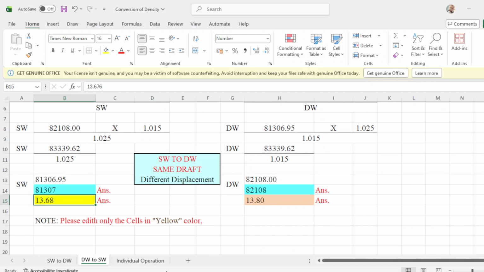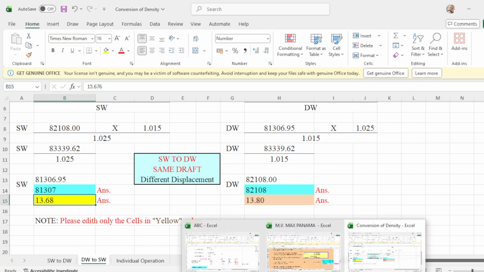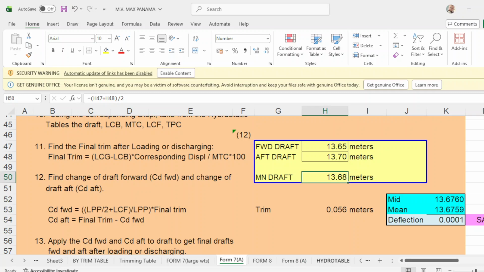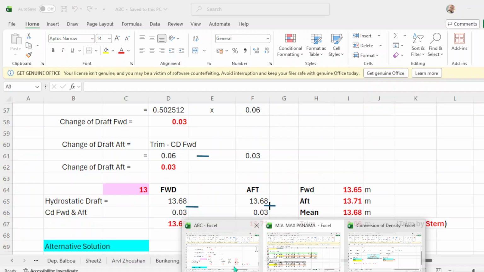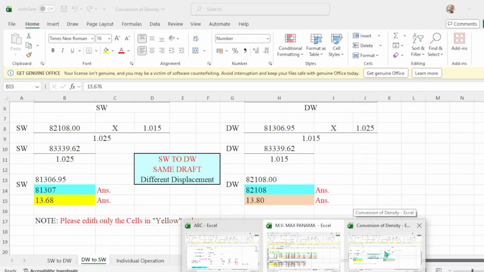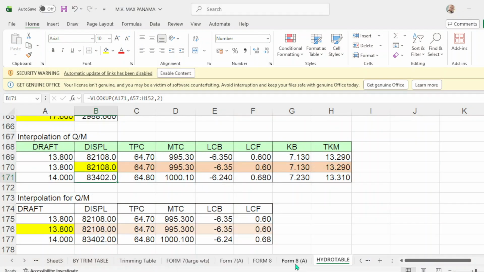Then it will give you the displacement for salt water. Then you have to look for the 8137. Look for the hydrostatic table of 31. Again, 81307 displacement. 81307, and your drop will be 13678.